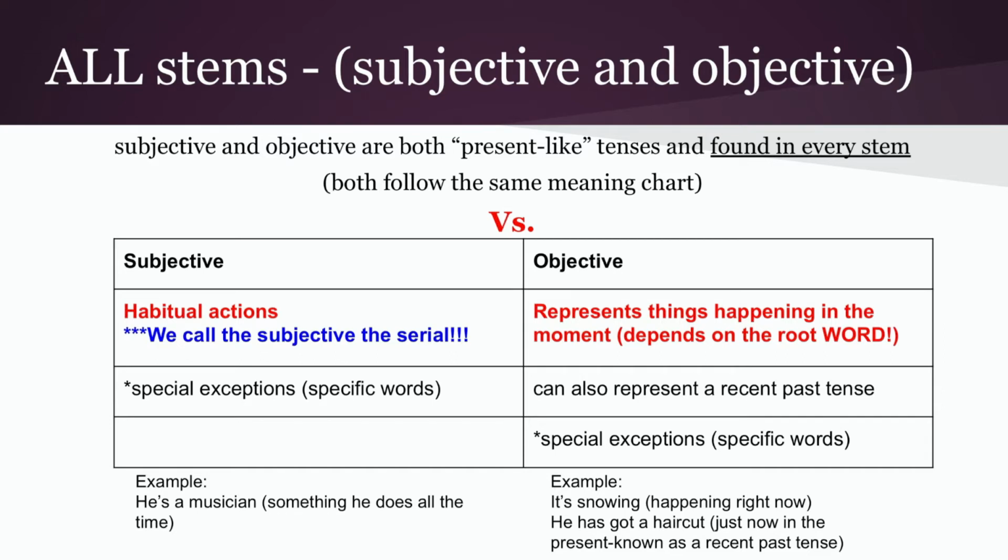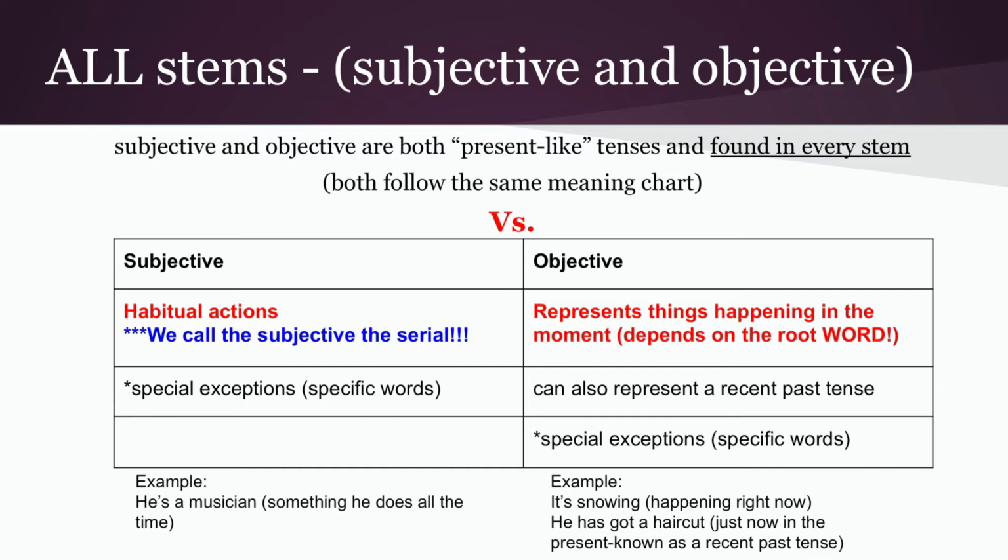So the subjective and the objective are both present-like tenses found in every stem. They follow the same meaning chart that we've mentioned, and I'll go over that shortly again as a review. But the subjective generally represents habitual actions. We often call the subjective the cereal. Those two names are interchangeable. So if I wanted to say something like, I'm a teacher, it doesn't mean that I'm teaching right now. It means I do it all the time. I teach. I'm a teacher. It's a habitual action. It's something that I am. And so that would be a subjective description of that profession that I have if I wanted to say that in Oneida.